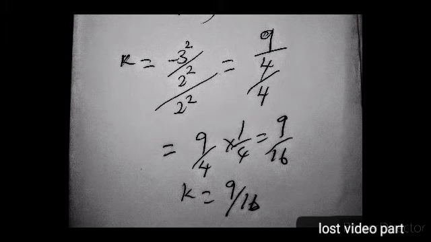In mathematics, if you have A over B over C, where B and C are divisible without remainder, it implies that it will now be A over B times 1 over C. Applying it here, we have 9 over 4 over 4. 4 is divisible by 4. It will now be 9 over 4 times 1 over 4. 9 times 1 is 9, and 4 times 4 is 16. Our k is now 9 over 16.